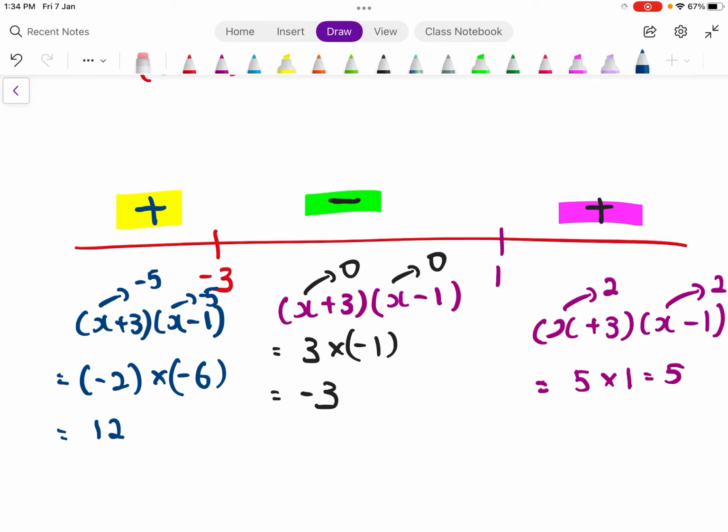So you see it's an alternate: plus, minus, plus. It's always alternating, so there won't be a region where you find two positives together or two negatives together.